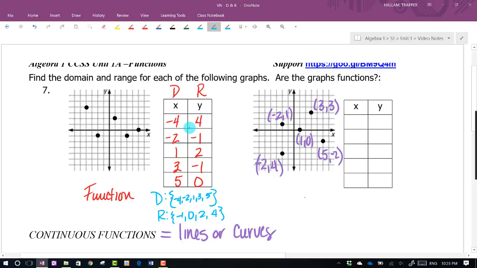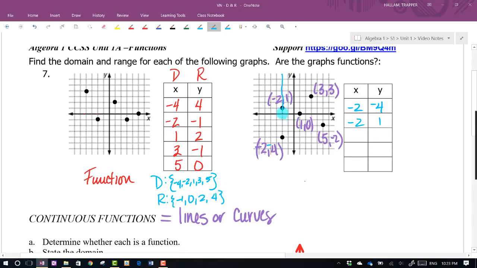Okay, so we took those points. If you were going to do it, this is what it would look like. You would list all of the coordinates on there, and again, you would put them into your table so that you had them nice and in order. So -2 here goes to 4, -4 that should be, and -2 goes to 1. We can already tell that this isn't a function because these are stacked and it doesn't pass the vertical line test.